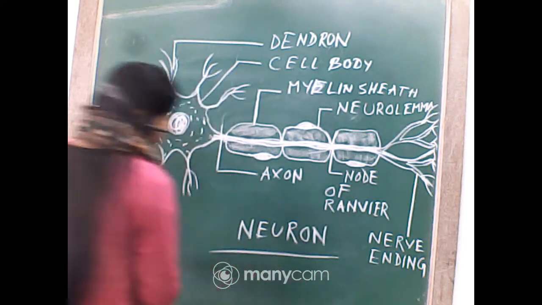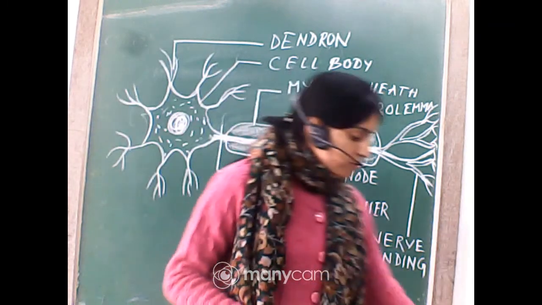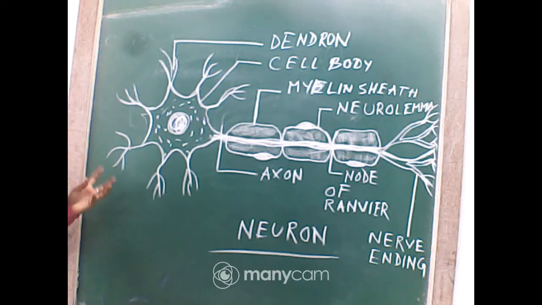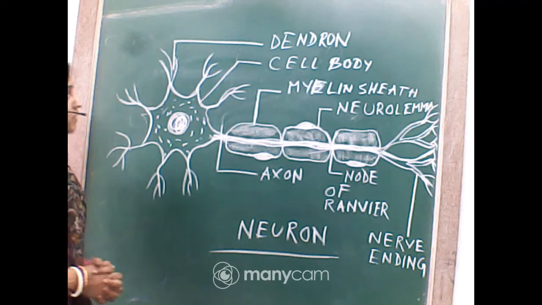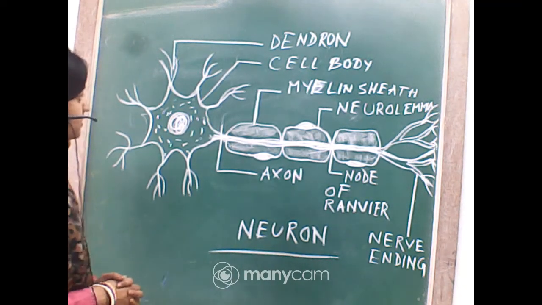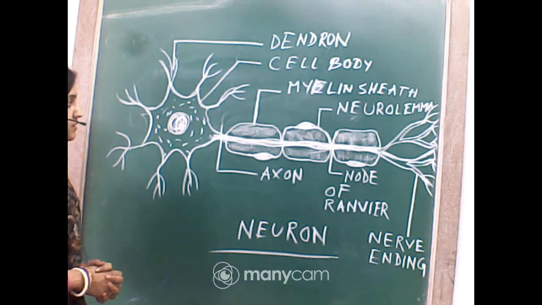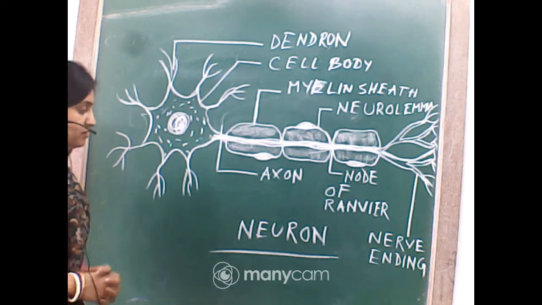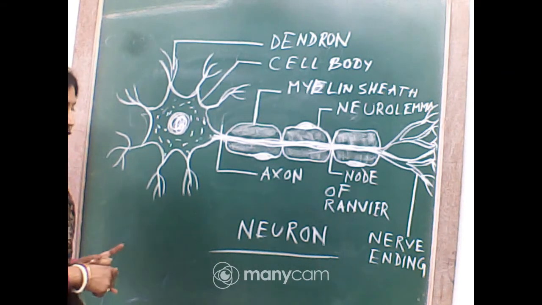So this is the structure of the neuron. You can draw from anywhere, and you are very familiar with this picture. You can draw like this, or anything. Just mention these points: axon, dendron, cell body, myelin sheath, neurolemma, node of Ranvier. This is the structure of a neuron.